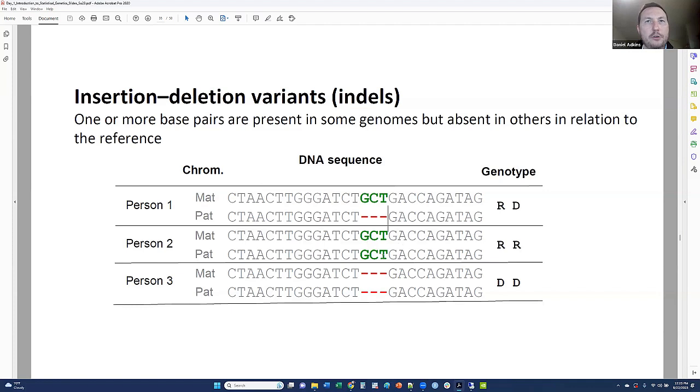This individual has two reference, meaning that they have the indel on both chromosomes, and this third individual we would characterize as deletion. They did not inherit the reference genotype from either of their parents. So we would characterize them as a deletion. Okay. So again, SNPs and indels, these are our sequence variants, and these are primarily what we analyze when we're doing complex trait genetics.